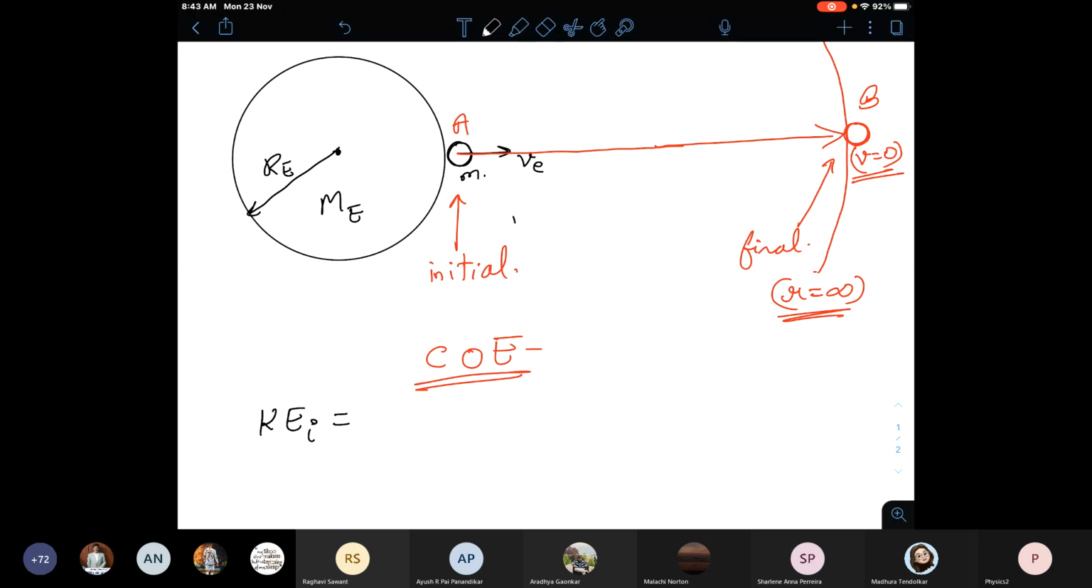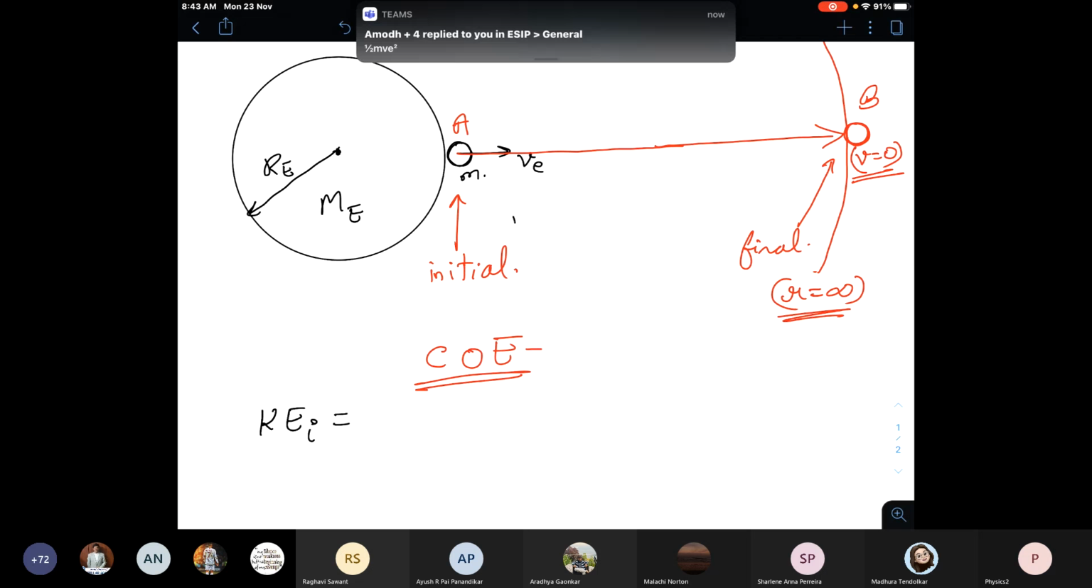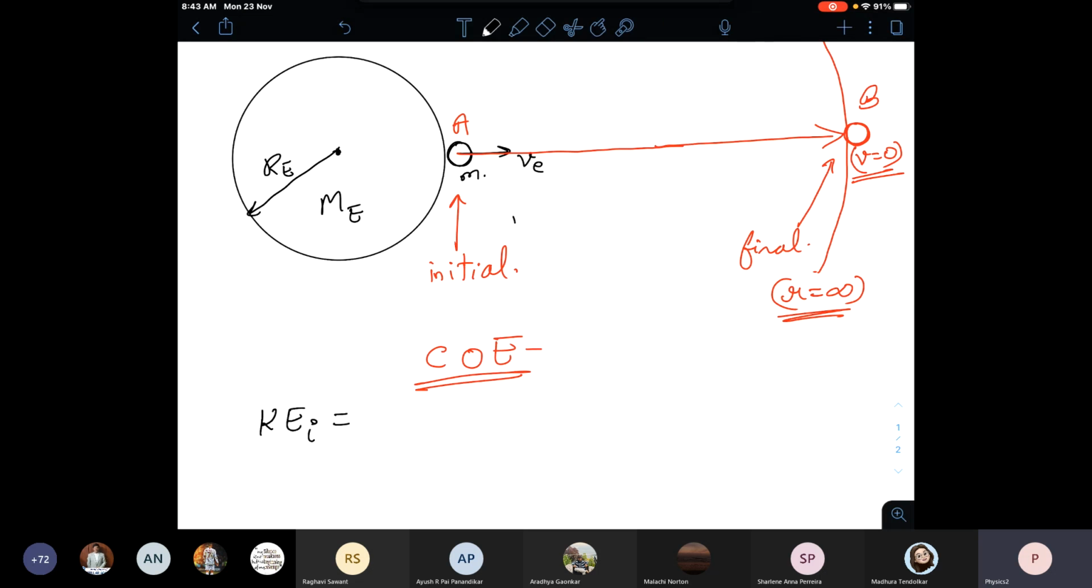You can write it in the chat box also, no problem. Half mv square. Very good. Initial kinetic energy is simple. You are talking about the small m mass, so half mv e square will be the initial kinetic energy of the object. What should be the initial potential energy of the object?